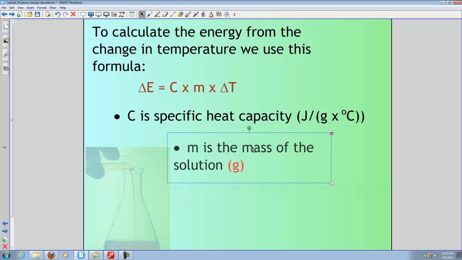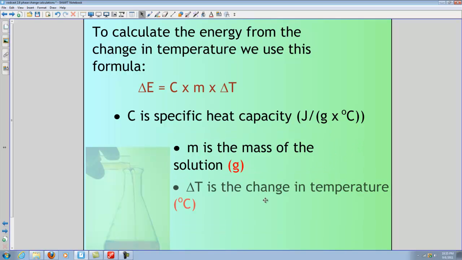Those are going to cancel out. They seem like really bad units, but they'll cancel out. The M in the equation is the mass, in grams. And then the delta T, the triangle T there, is the change in temperature in degrees Celsius.